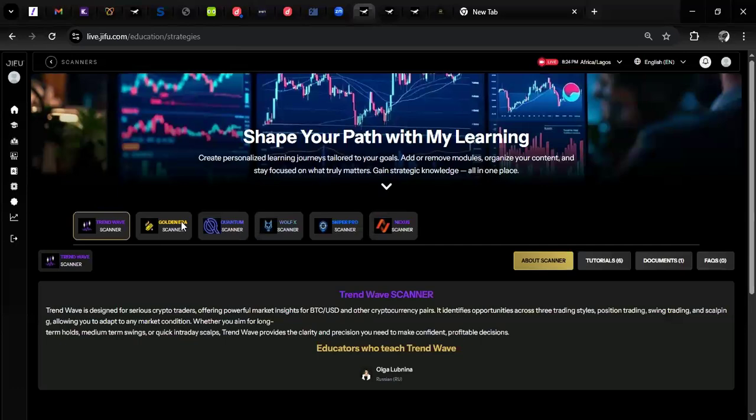We've got 6 scanners here that have tutorials. I mean, there are 8 scanners, but 6 of them have tutorials on how to go around them. Now, this is the trendy scanner. We have the trendy scanner, the golden era, quantum scanner, wolf FX, and purple, and the Nexus scanner. Now, this is the trendy scanner. You can read about the trendy scanner. You can watch tutorials regarding the trendy scanner. And then you can also download documents.